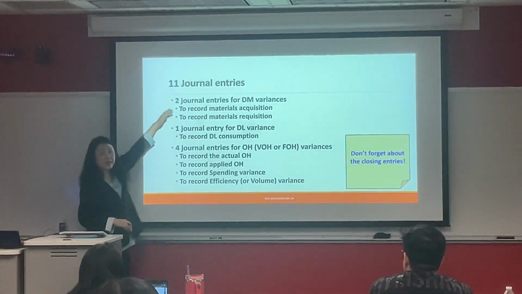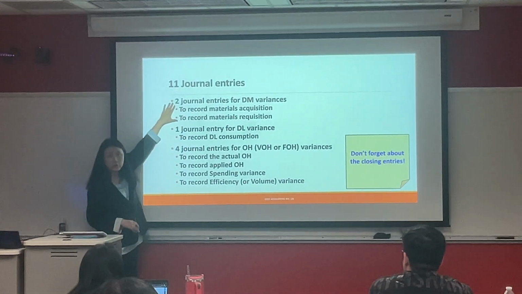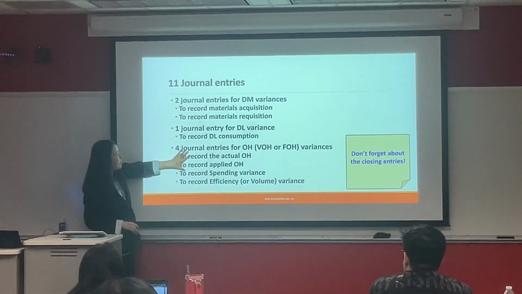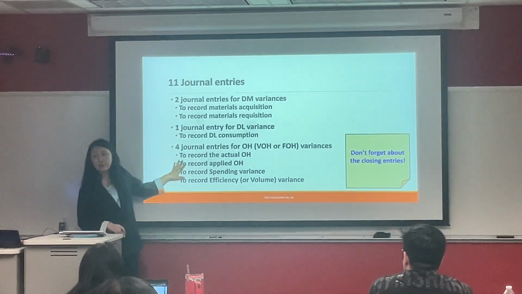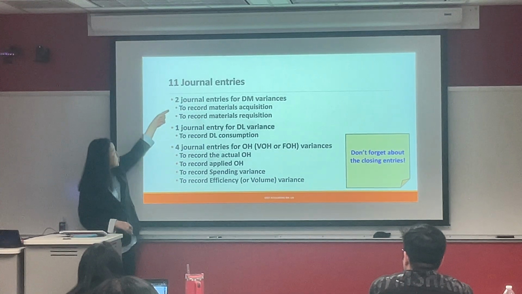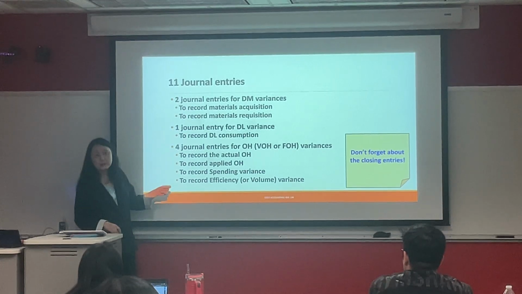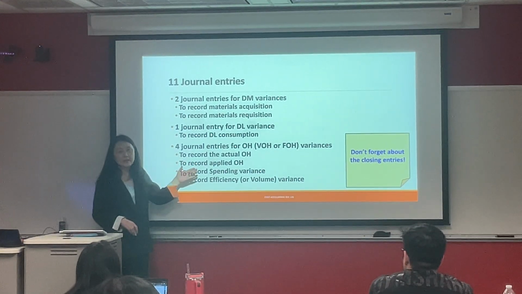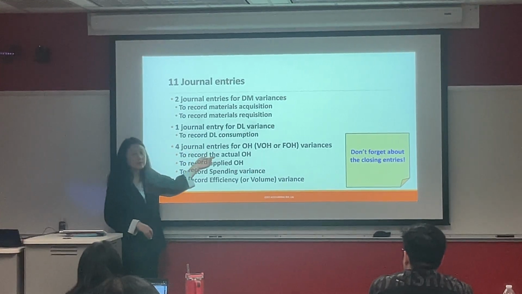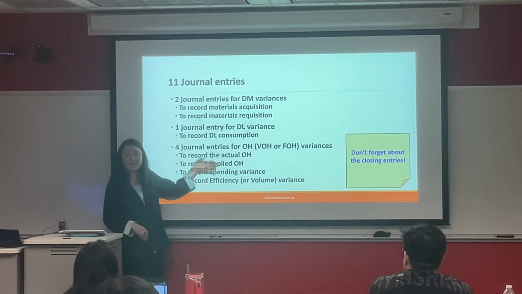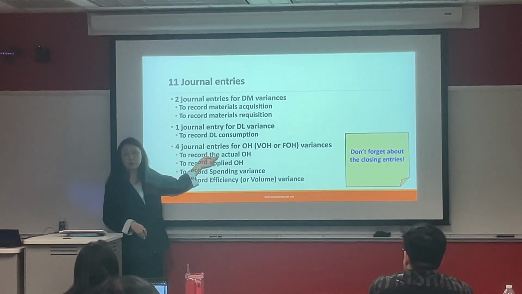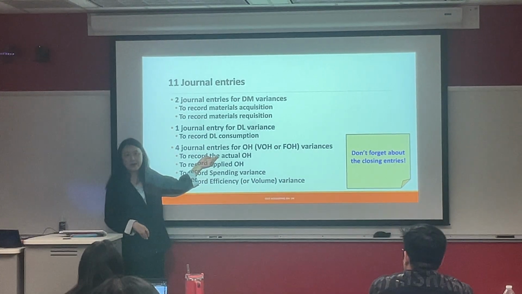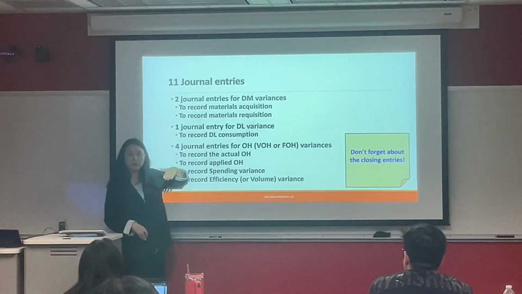Journal entry. We have 11 journal entries. We have 2 for material, 1 for labor, 4 for variable overhead, 4 for fixed overhead. So that's 2, 1, 4, and 4. When you review this, it's easy to ask, what's the journal entry? Just look at this slide and say, what's the journal entry to record the actual overhead? You have to think about what do we debit, what do we credit.